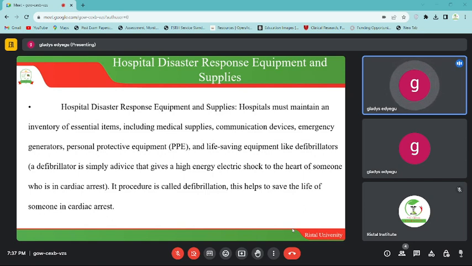If we are able to acquire it in our hospitals, then let's have it in our hospitals. But basically, we want to look at the medical supplies, communication devices, and then emergency power, in relation to generators, personal protective equipment, and other life-saving equipment, having mentioned the defibrillators.